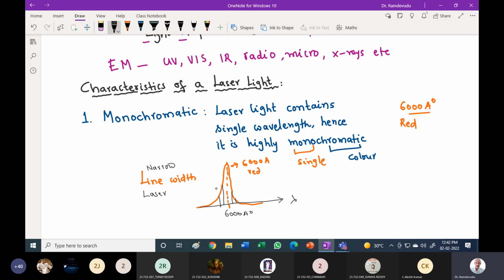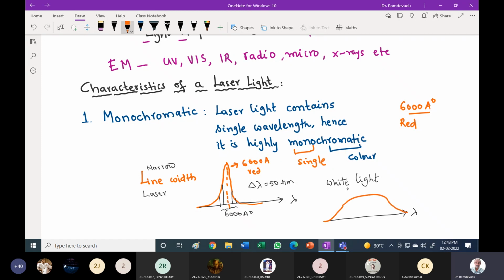So laser will have a narrow line width, therefore only one or two very small. If at all there are any other frequencies in this peak value, delta lambda may be very, very small, approximately 50 nanometers or less than that, a typical value. But if you take a white light source and plot lambda on this axis, it will be very big, something like this.